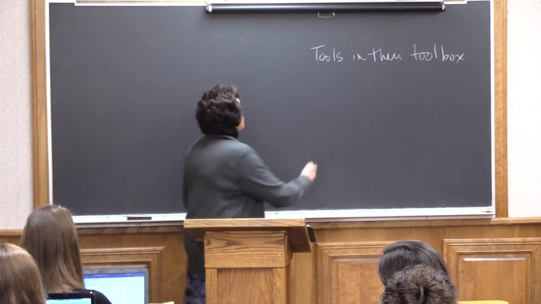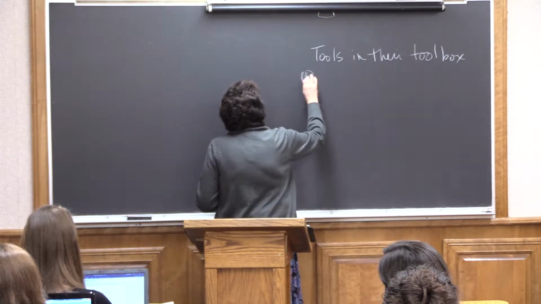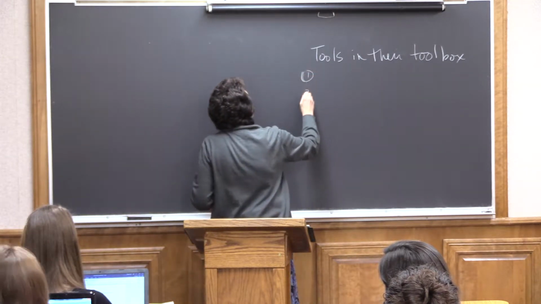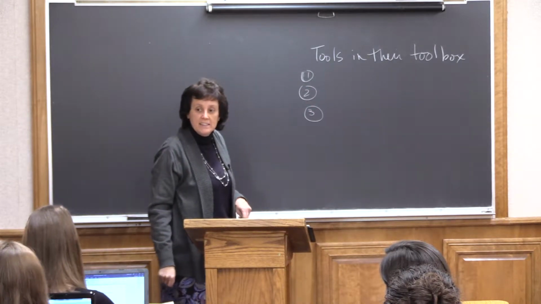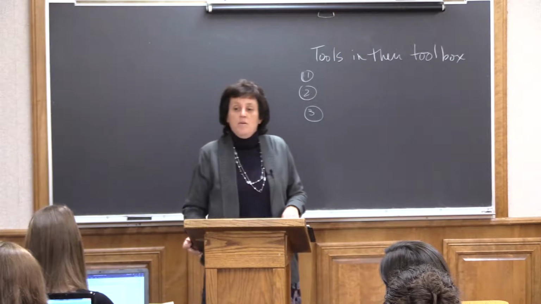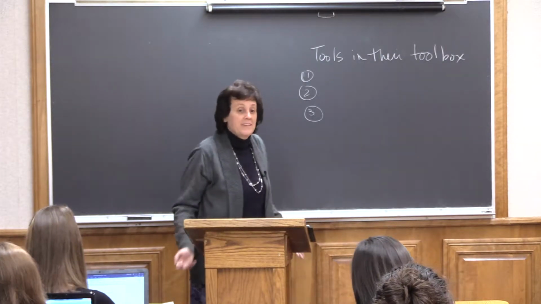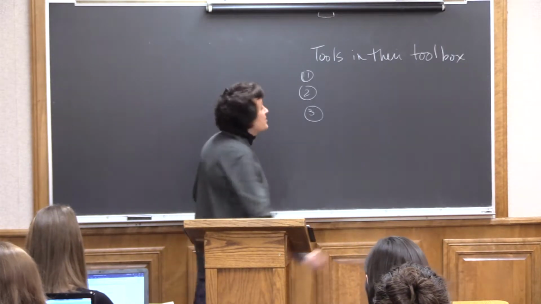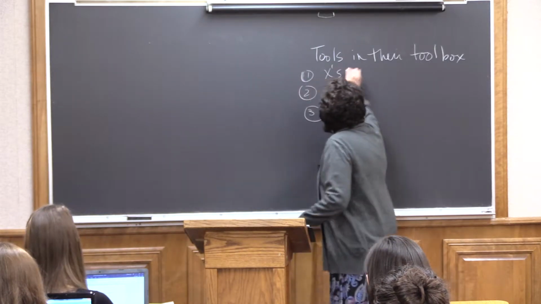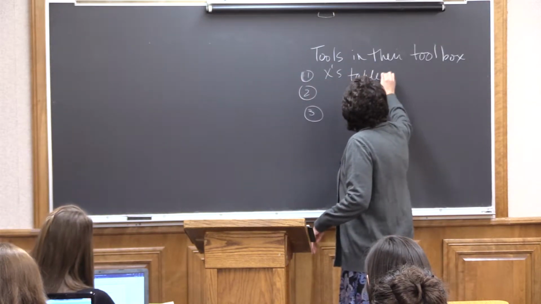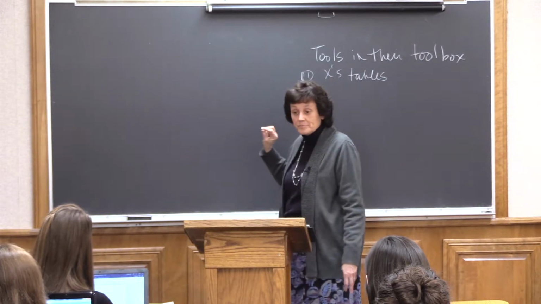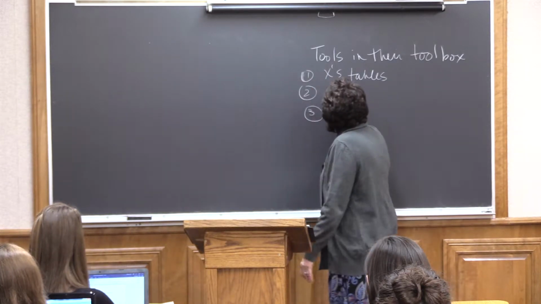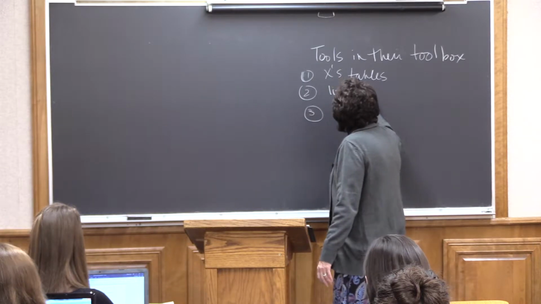So what are our 3 tools? What are our 3 tools in our toolbox for finding the least common denominator? The first tool, once again, is our times tables. Right? The second tool is going to be listing multiples.